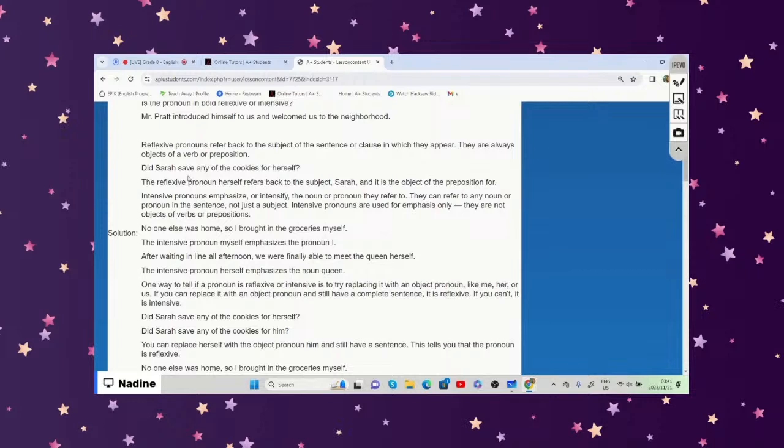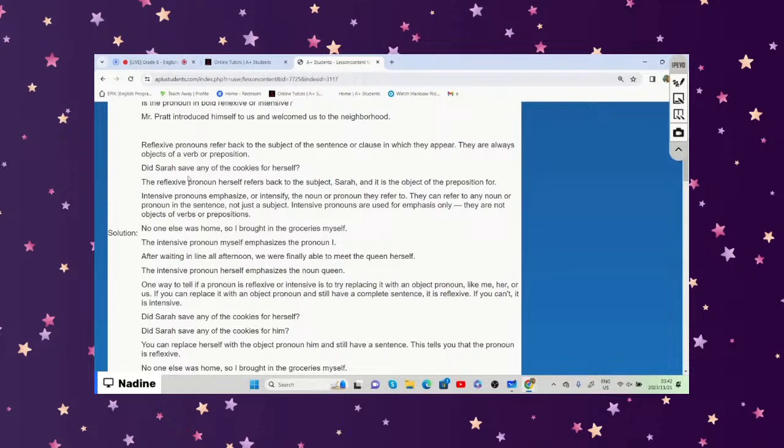All right, so we basically made mention of reflexive pronouns, and we said that your reflexive pronoun needs to refer back to the subject of that sentence, right? And the subject of that sentence is the object of the preposition within that sentence. So now we go to intensive pronouns. Intensive pronouns, like for example myself, emphasize the pronoun, which is I. So myself refers to I, which is the pronoun. Itself refers to it as the pronoun.